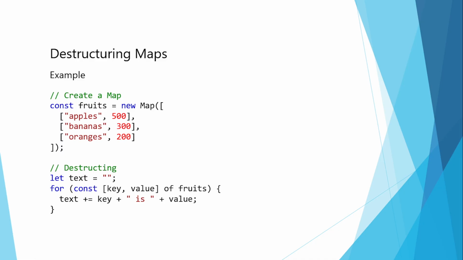Destructuring maps. For example, here we are creating a map, and we can simply destructure with a for...of loop, and we are passing all the values into the text variable.